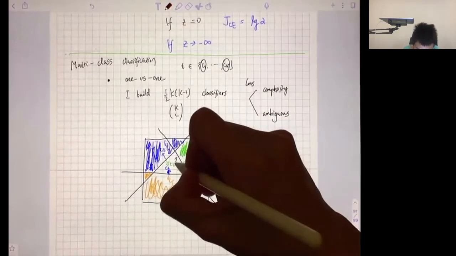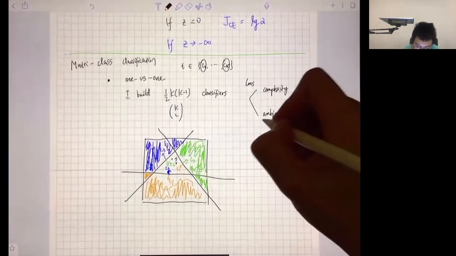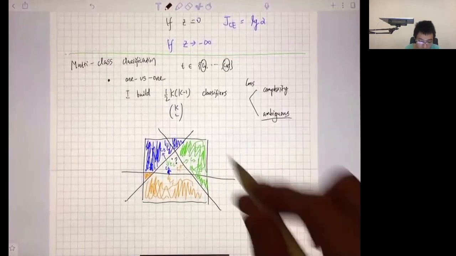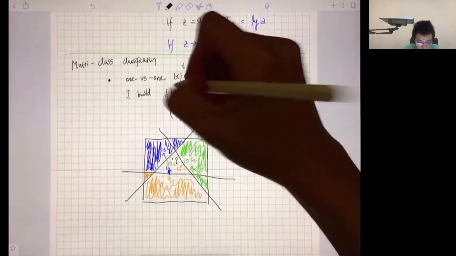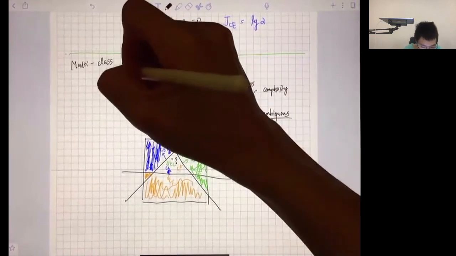But what if here? Okay, if you have a data point here, then you have 1 vote each from C1, C2, C3. Then you cannot easily determine what is the category. Okay, so the classification is ambiguous. So that's why 1 versus 1 is not widely applied. It's not a good approach. This is my attempt 1.